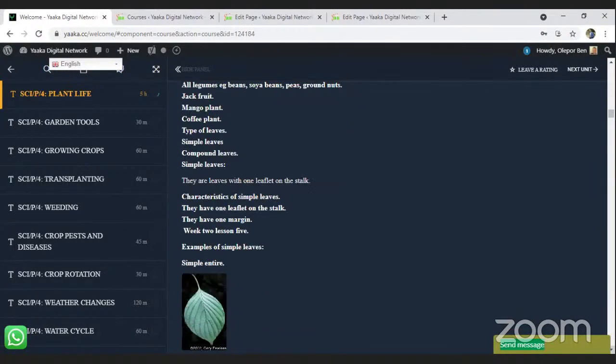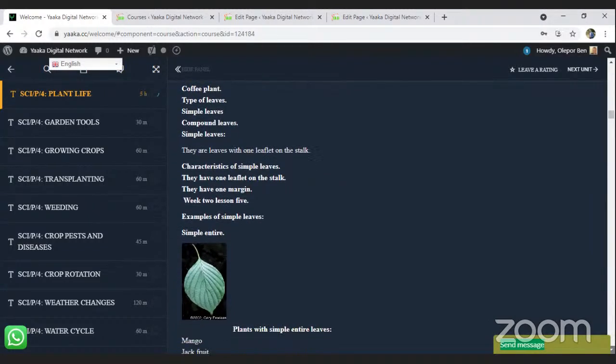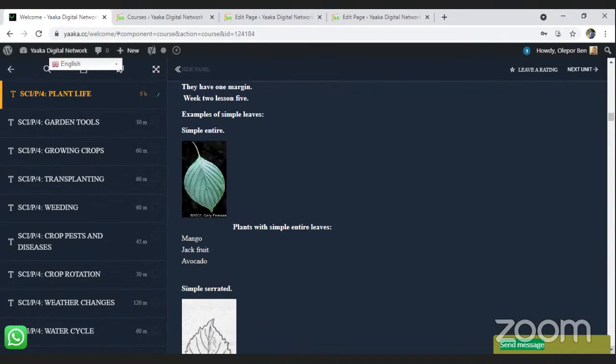Characteristics of simple leaves. These are leaves with one leaflet on the stalk. You looked at the examples of simple leaves. We have simple entire. It looks like that. These are examples of plants which have such kinds of leaves: the mango plant, jackfruit, avocado.